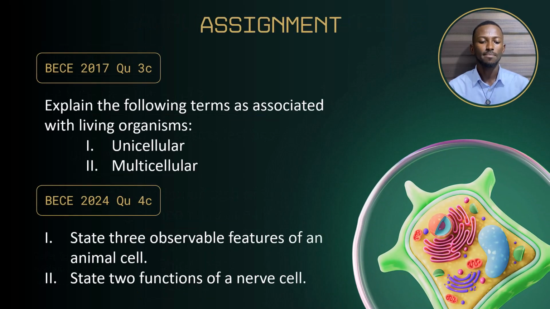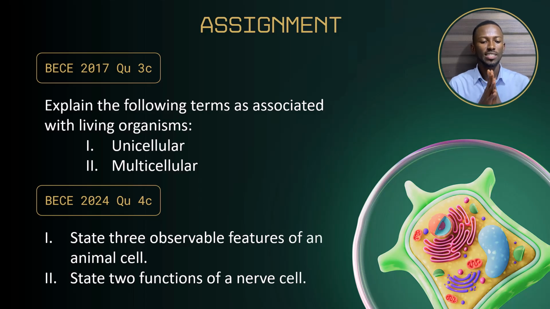And I have an assignment for you. 2017 question 3C. Explain the following terms as associated with living organisms: unicellular and multicellular. Uni, one. Multi, many. So you can think about it that way. Unicellular, uni, one. Multi, many.